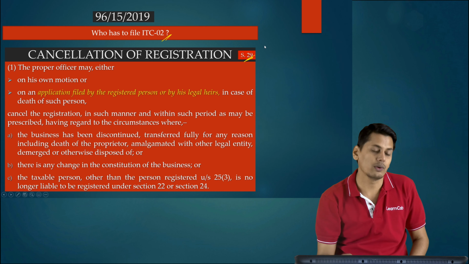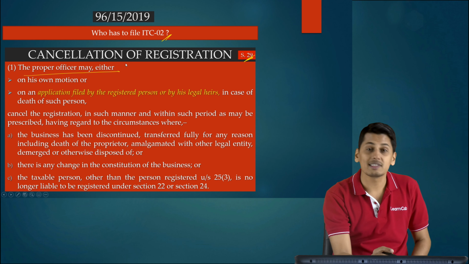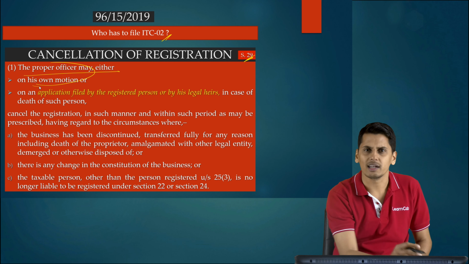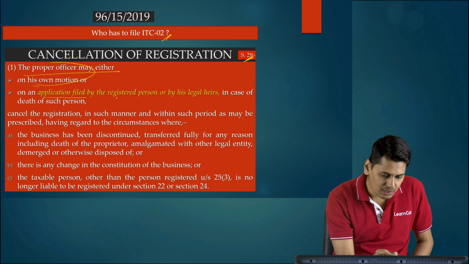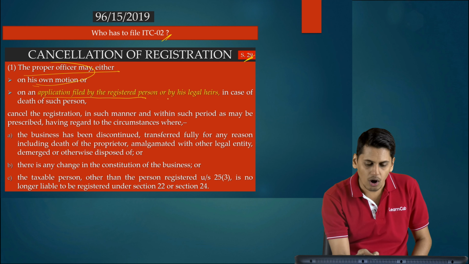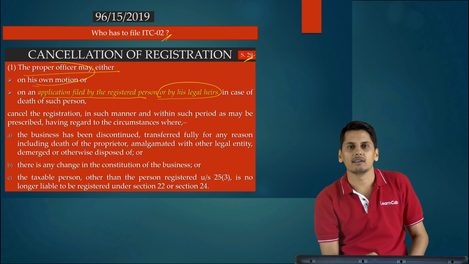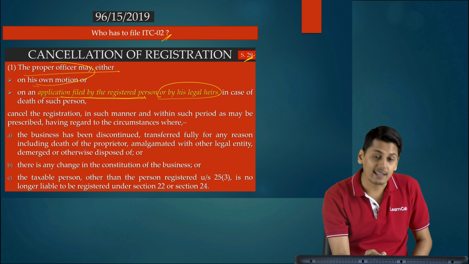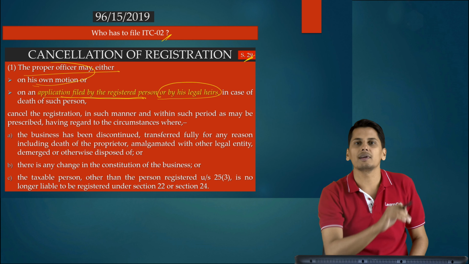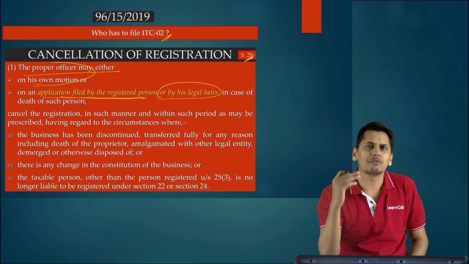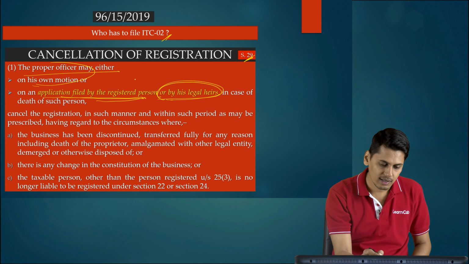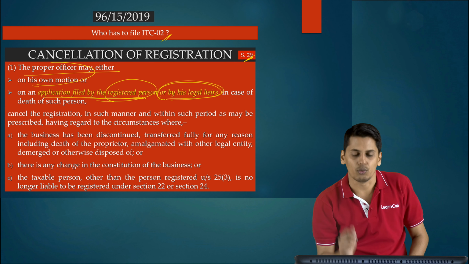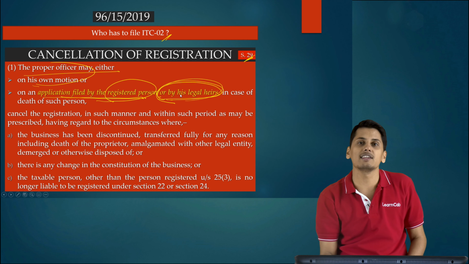Who has to file ITC 02? Again, we have a look at section 29, where the proper officer may either on his own motion, that means suo moto cancellation initiated by the officer, or on an application filed by the registered person or by his legal heirs. That means the cancellation application could either be filed by the registered person or by the legal heirs. When will legal heirs file the cancellation application? When the registered person has expired. Only then are the legal heirs going to file the cancellation application.